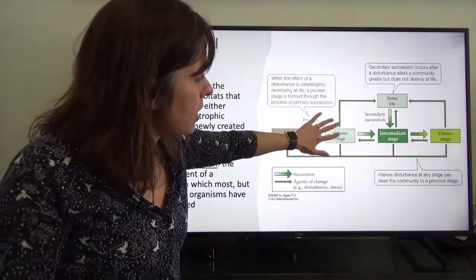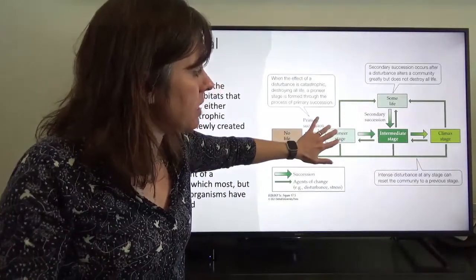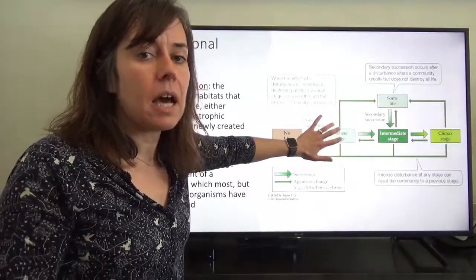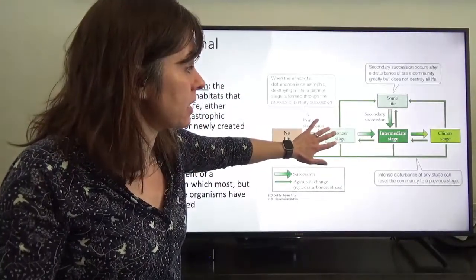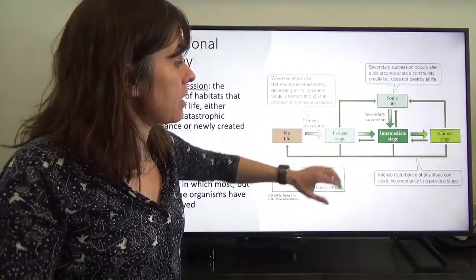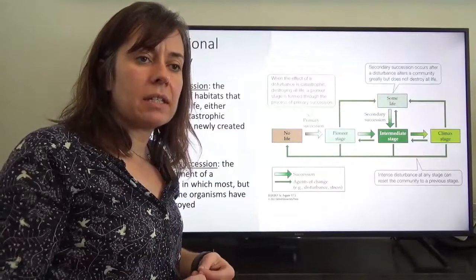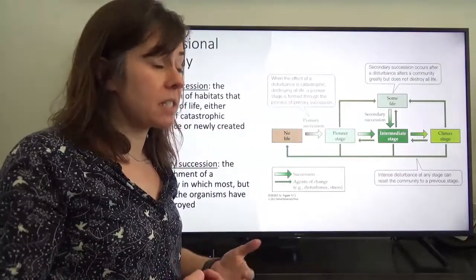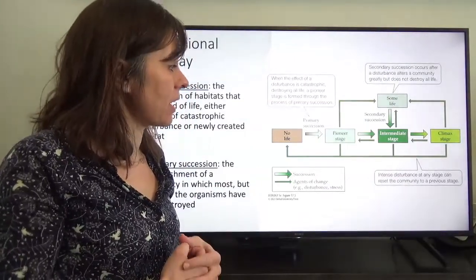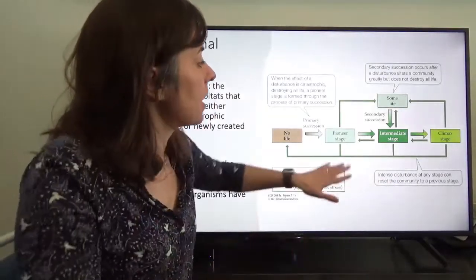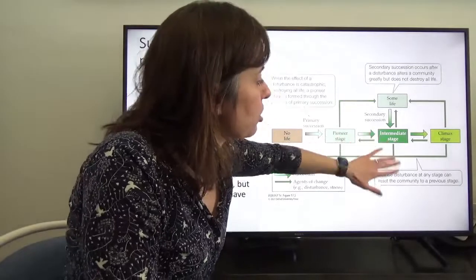So you have some pioneer stage that comes in initially. And we'll talk about the role that those pioneers play in successional processes. Those pioneers often modify the environment in a way that other species may be able to come in and take advantage of that modified environment, leading to some intermediate stage.